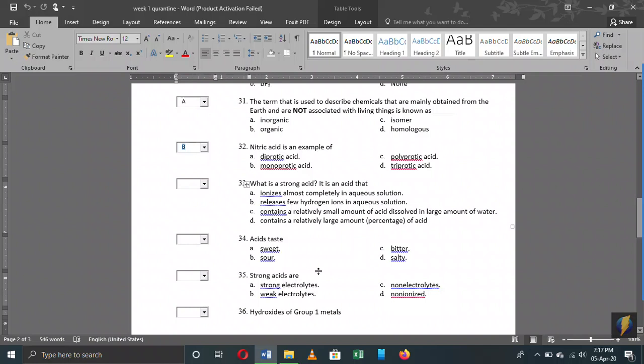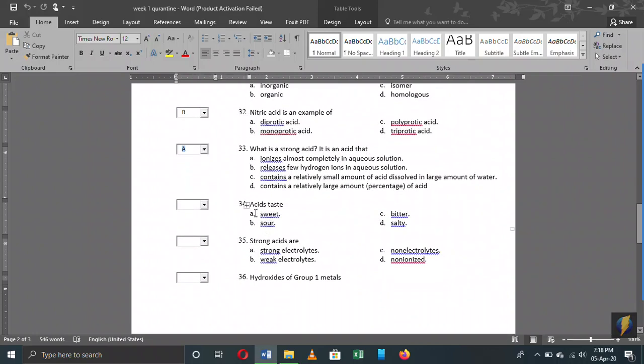Okay, what is a strong acid? We've already studied the difference between a strong acid and a weak acid. A strong acid hydrolyzes completely into the water, it completely ionizes. On the other hand, a weak acid only slightly dissociates into the water. So the correct answer again is A.